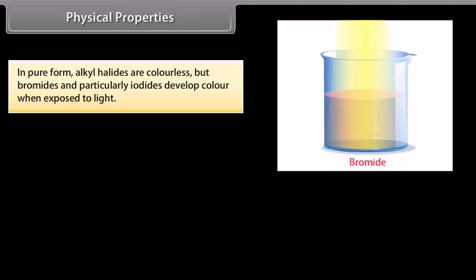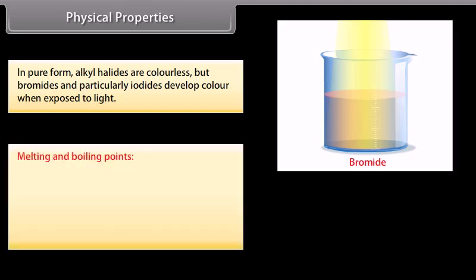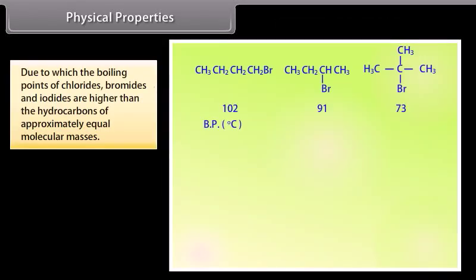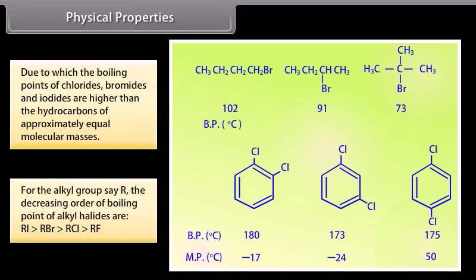Physical properties. In pure form, the alkyl halides are colorless, and bromides and particularly iodides develop color when exposed to light. Melting and boiling points. Due to the polar nature and high molecular masses as compared to the corresponding hydrocarbons, the intermolecular forces of attraction, that are dipole-dipole and van der Waals, are stronger in the organic halogen compounds, due to which the boiling points of chlorides, bromides and iodides are higher than the hydrocarbons of approximately equal molecular mass. For the alkyl group, say R, the decreasing order of boiling point of alkyl halides is RI has the highest boiling point, followed by RBr, then RCl, and then RF.